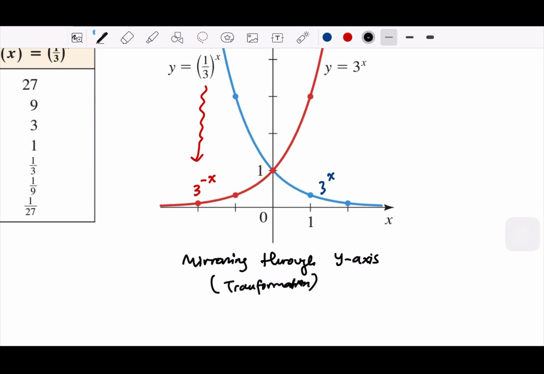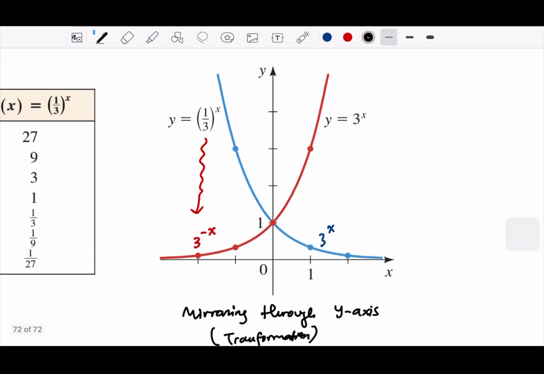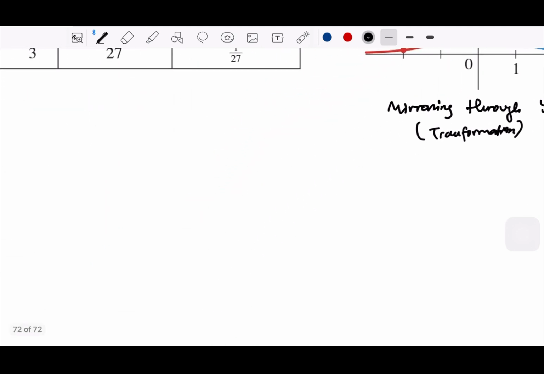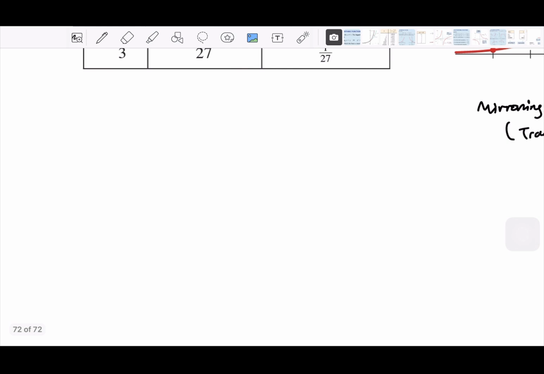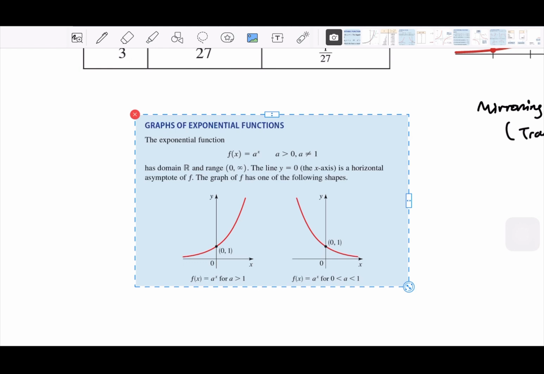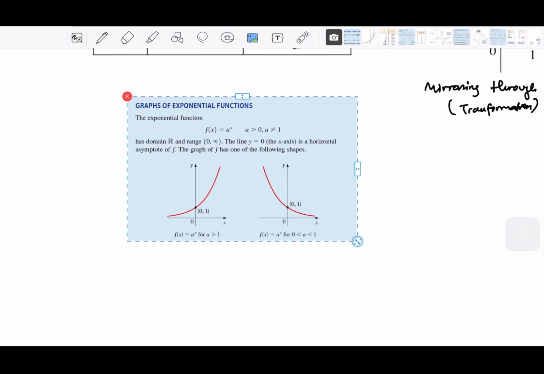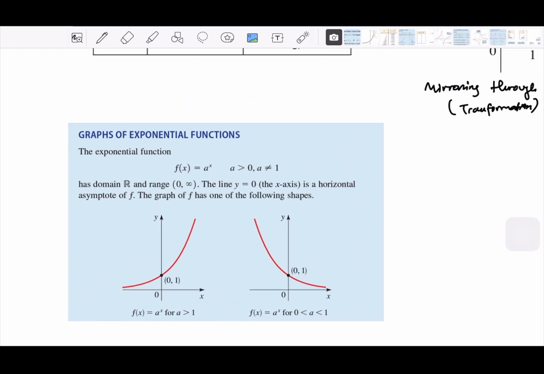So one of the properties in the exponential is that when the base is reciprocal, we could have the mirror through the y-axis. And then we could take the graphs of exponential function.